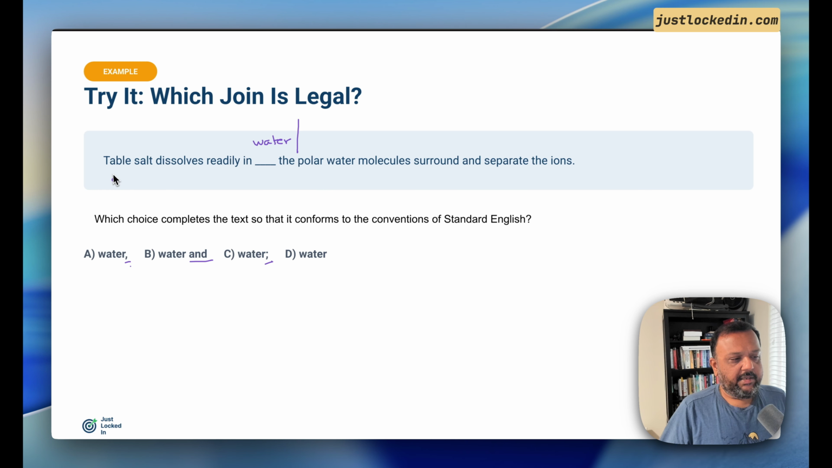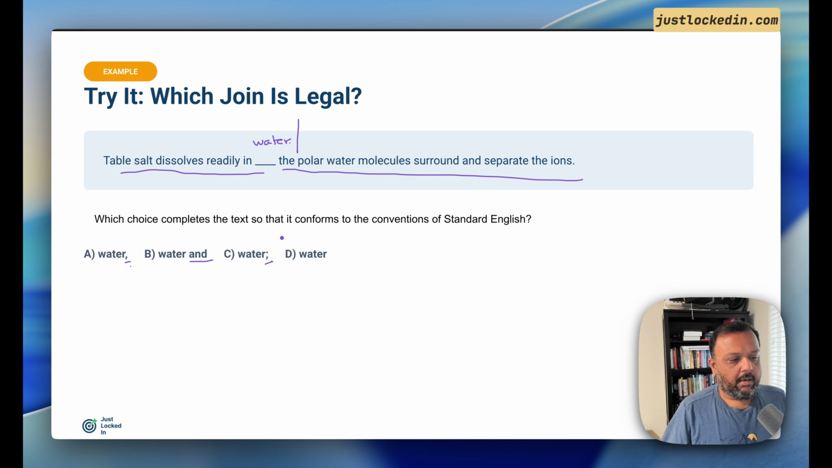Okay. So is this clause an independent clause? Table salt dissolves readily in water. Well, I could actually put a full stop after water and just walk away from it because it's a fully legal sentence, right? Similarly, this one, the polar water molecules surround and separate the ions, that is a full legal sentence as well. Therefore, that is an independent clause also. So we have two independent clauses, and the question is asking you how you connect these two independent clauses.